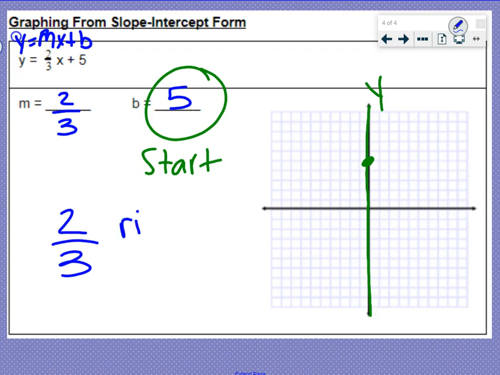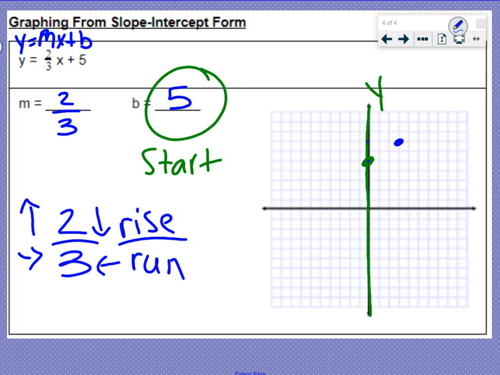Slope of 2/3, that is our rise over our run, which means we are going up 2, right 3, or we can also do the opposite. We can go down 2, left 3. Sometimes we'll need to use both movements, sometimes we won't. So if we start at our starting point, our y-intercept, and count up 2 and then right 3, we end up right there. And then we can keep following that pattern till we have no more room. And then if we would like to, we can go back to our starting point and then follow the opposite pattern, which is down 2, left 3, and get more points on our graph.